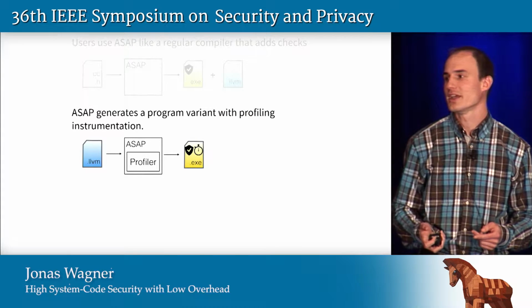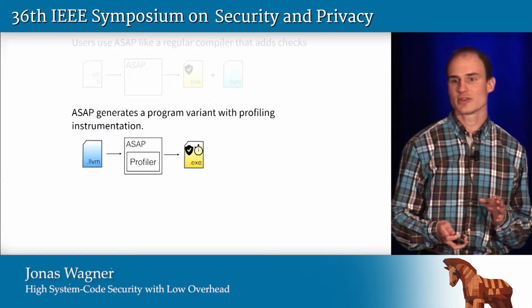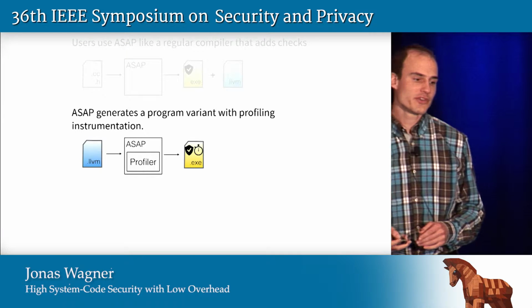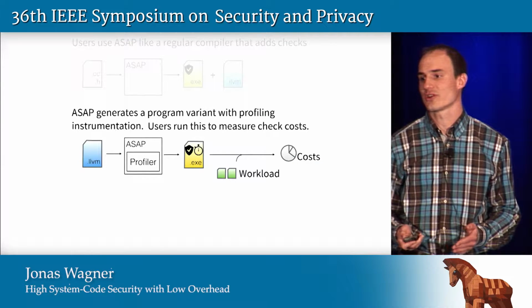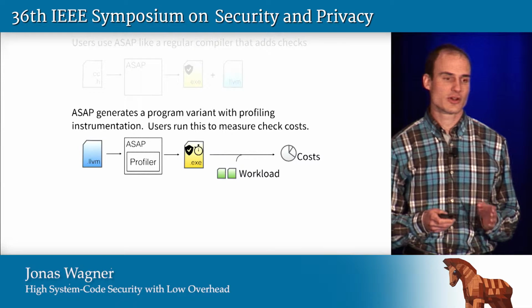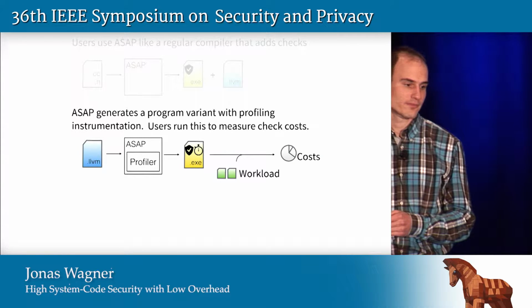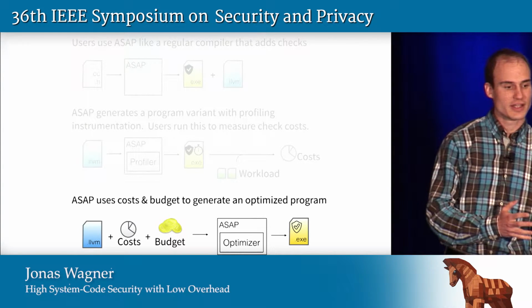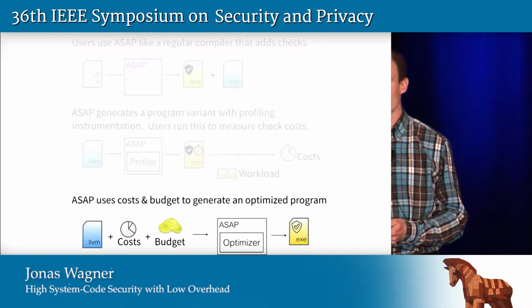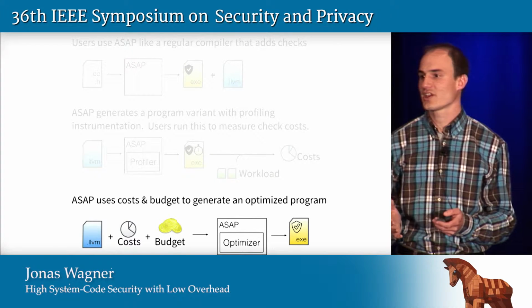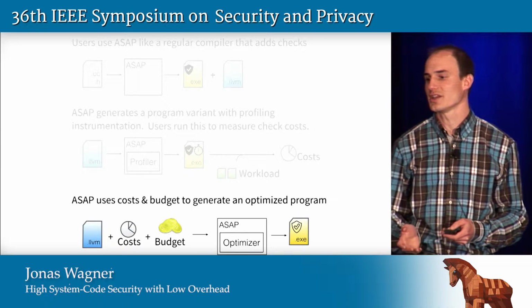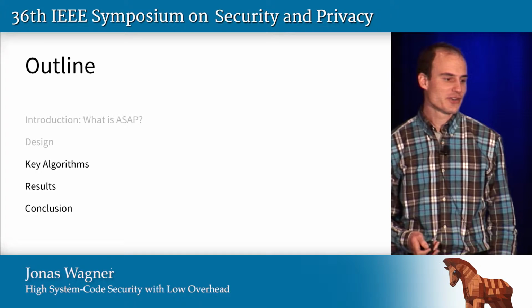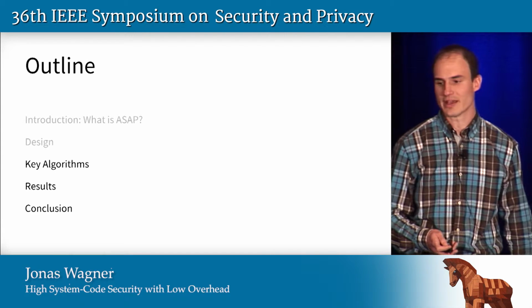So in a second step, the ASAP profiler generates an executable that contains extra code to measure performance. Users can run this executable against a workload of their choice. And when they do, it computes the cost of each of the sanity checks. ASAP uses this cost as well as the user-specified budget in order to generate an optimized program that contains just those checks that provide most protection while fitting in the budget. We are next going to look at some of the key algorithms in ASAP.